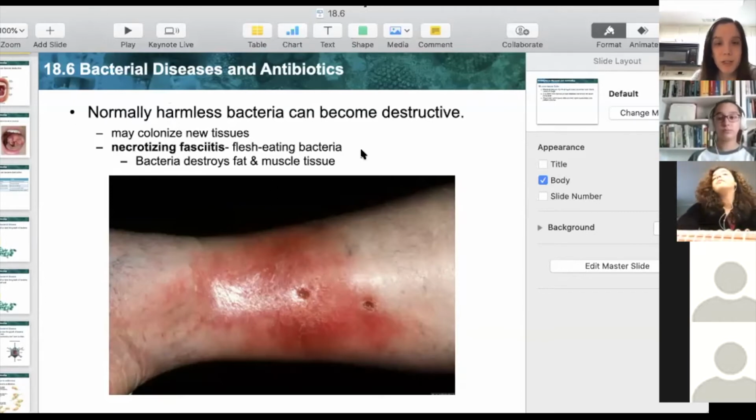So this could be caused, again, through just an open wound. It could be caused through things like a tick bite, a spider bite. But anytime you have an open area, bacteria can come in and colonize an area they're not usually supposed to be in, which can cause problems.